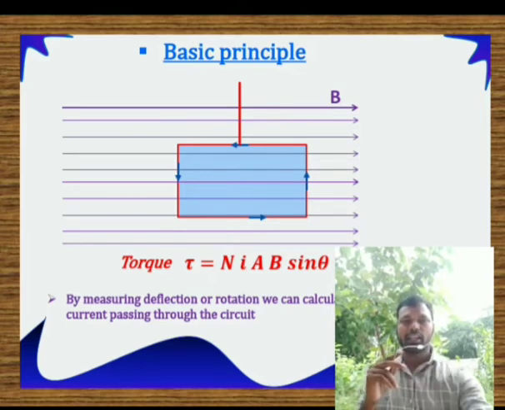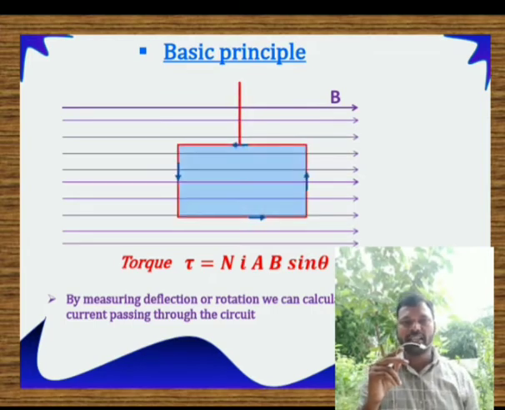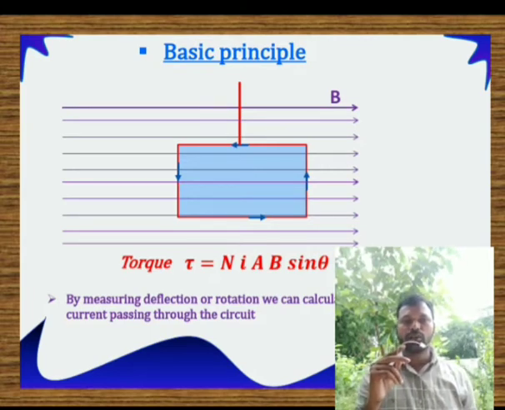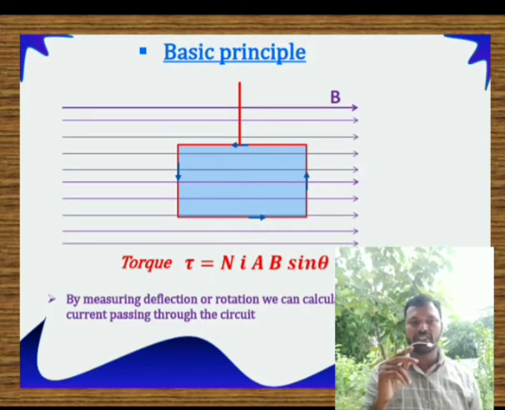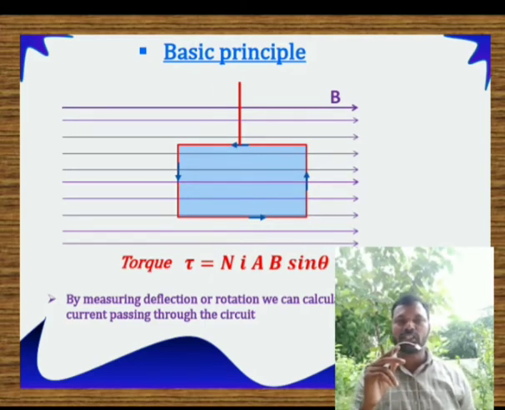The basic principle is very simple. When a rectangular coil is placed in a magnetic field, a torque acts on the coil. Because of that torque, the coil undergoes rotation or deflection. By measuring the deflection, we can find out how much current is passing through the coil.